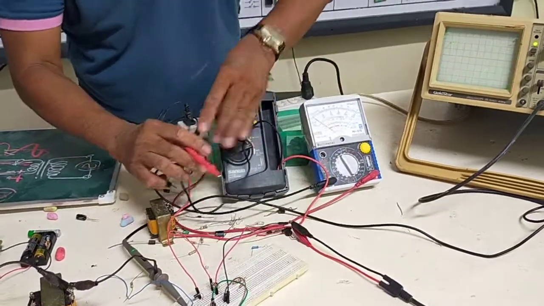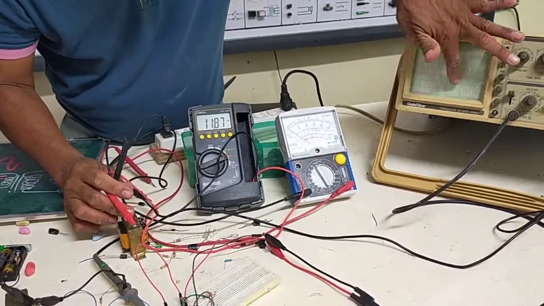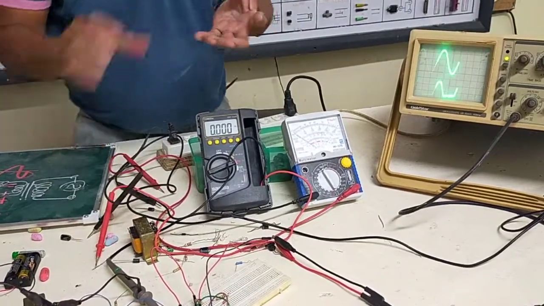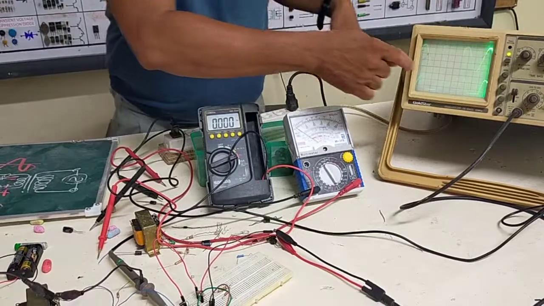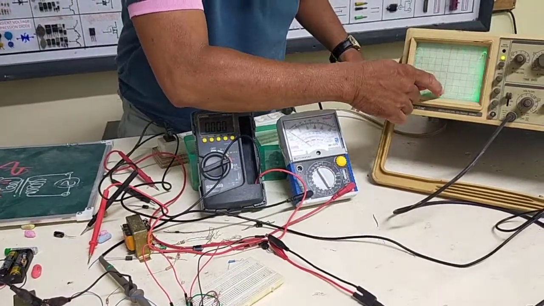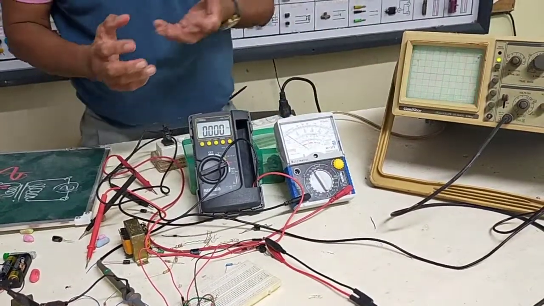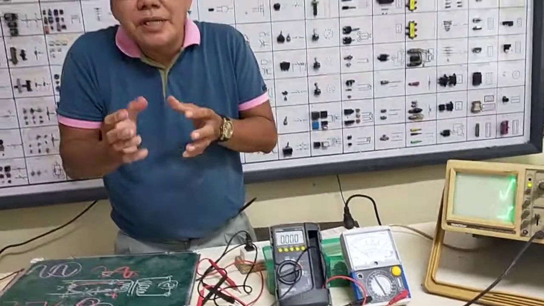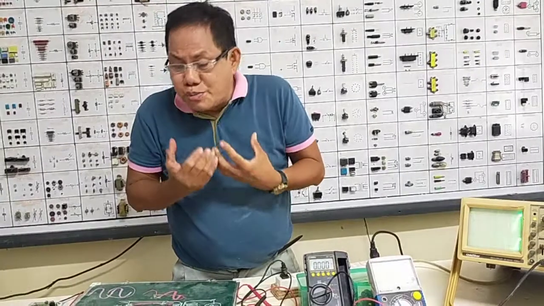That manifests that there are 60 pulses. We call this one pulsating DC. It is already DC, but there are pulsations: 12, 0, 12, 0. So the frequency is 60 Hz. 60 Hz actually is audible to the human ears.